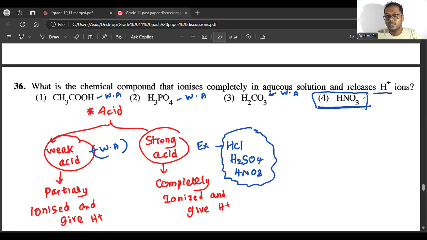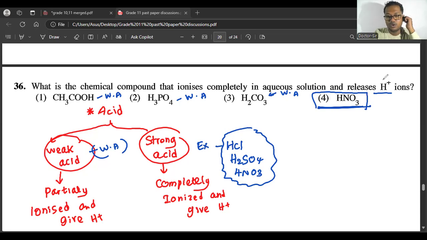That's why they will completely ionize or completely break down in the aqueous solution. Then what will they produce? H plus ions. So these are the basics, which I think you should know. I will stop here today because our time is up.